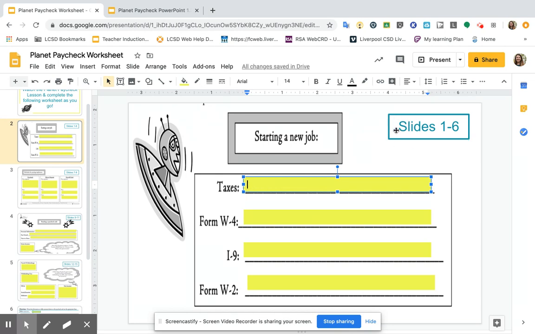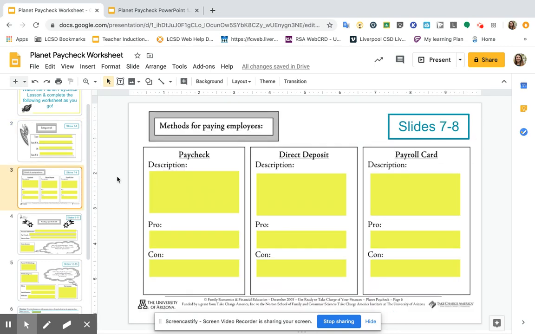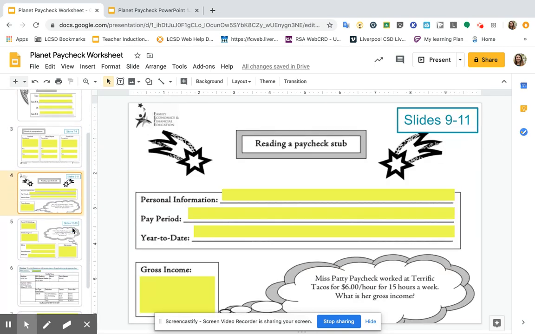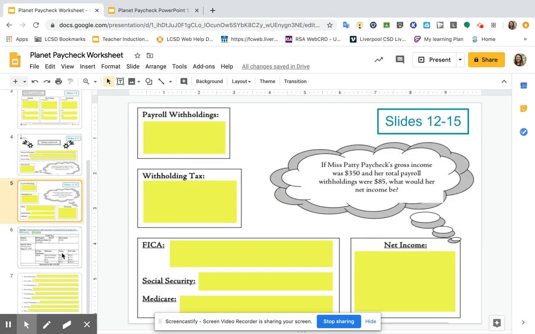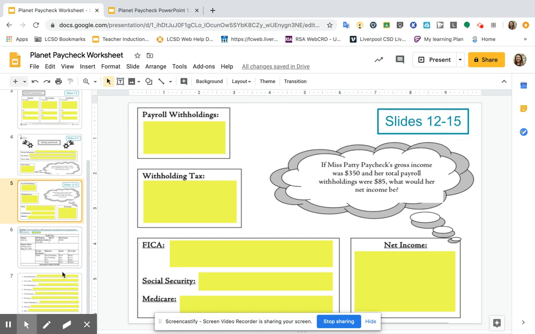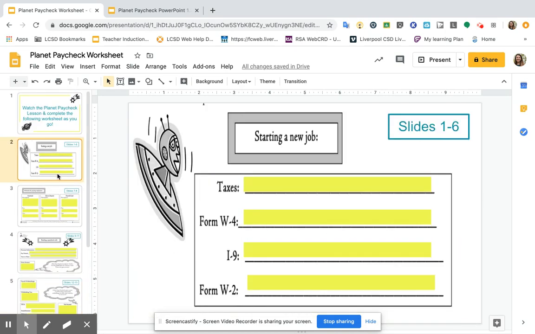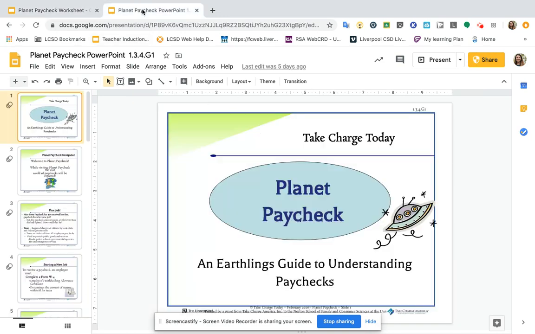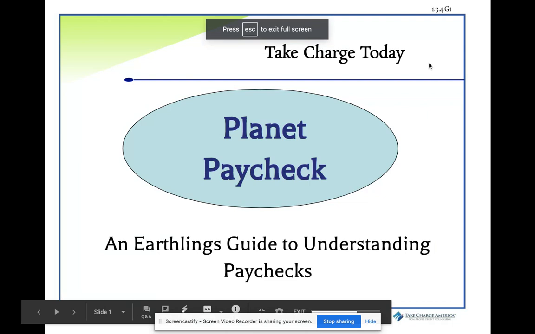I've included the slide numbers that you find the answers on, just so that you can kind of stay organized with it and not get too far behind. So anything that is in green is going to be what I'm asking you to answer to complete the worksheet. All right. So have that pulled up, ready to go, and let's start talking about paychecks.